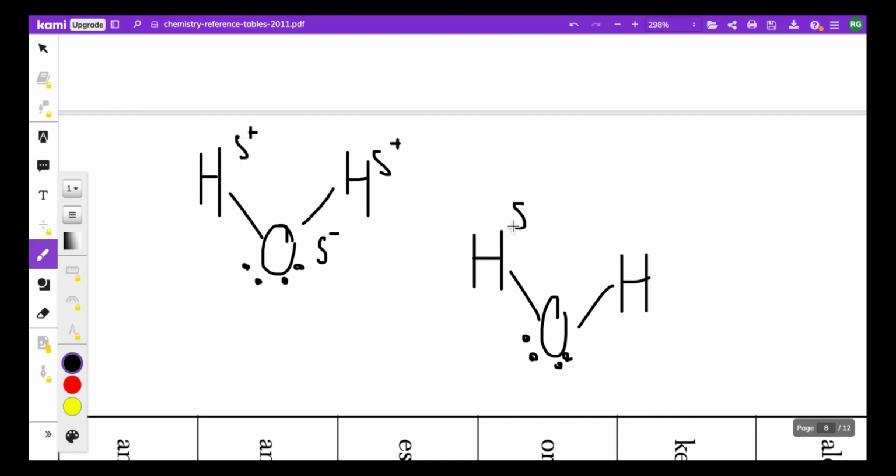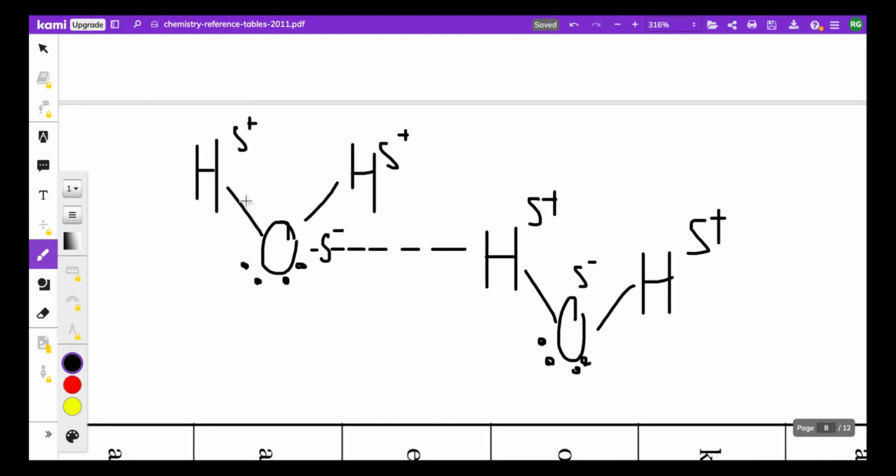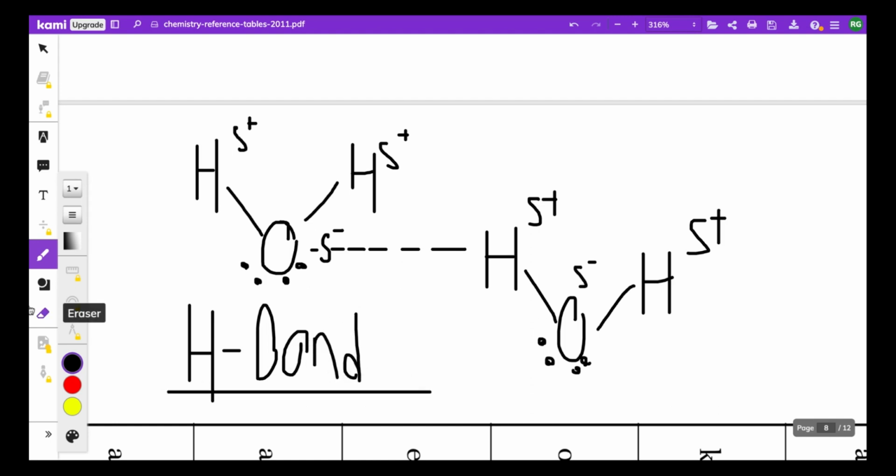And this happens in every water molecule. What happens is opposites attract. So this negative charge gets attracted to a partial positive charge, and boom. This is called an intermolecular force. It's a force of attraction between two different molecules. Now, this is actually something called a hydrogen bond. Hydrogen bonds are a really strong intermolecular force.